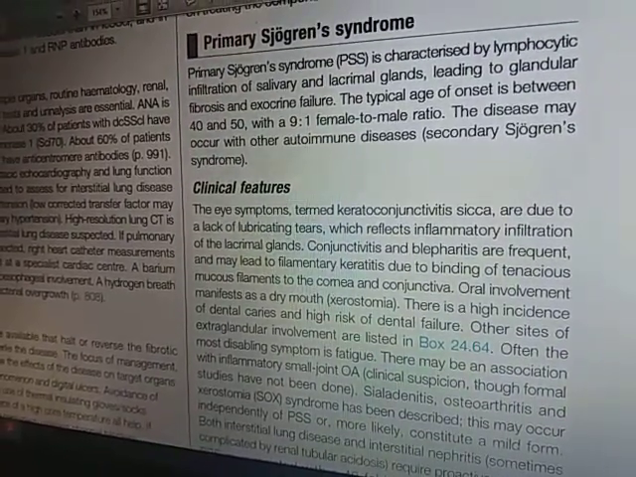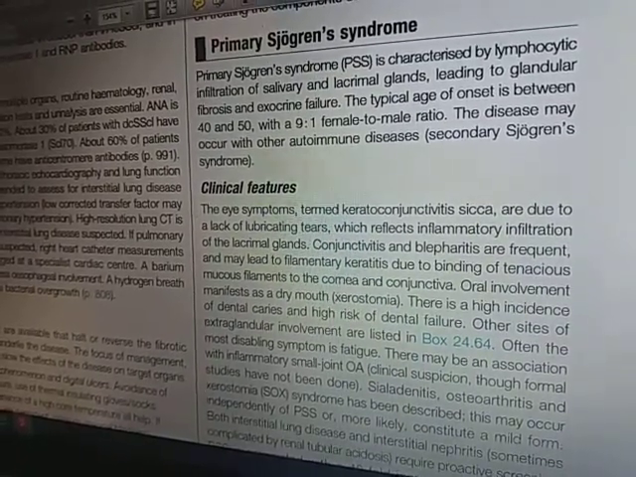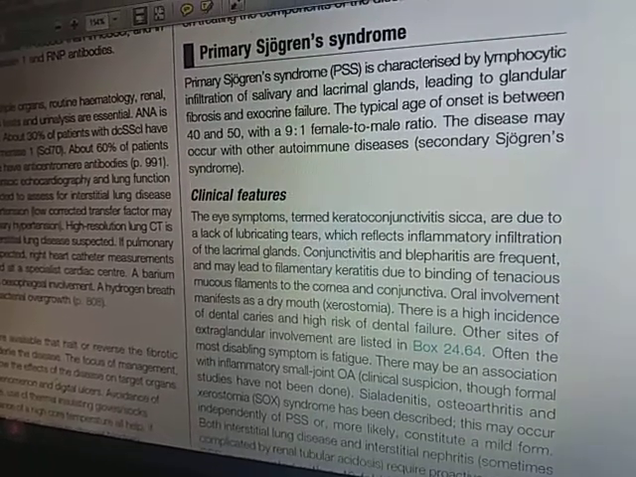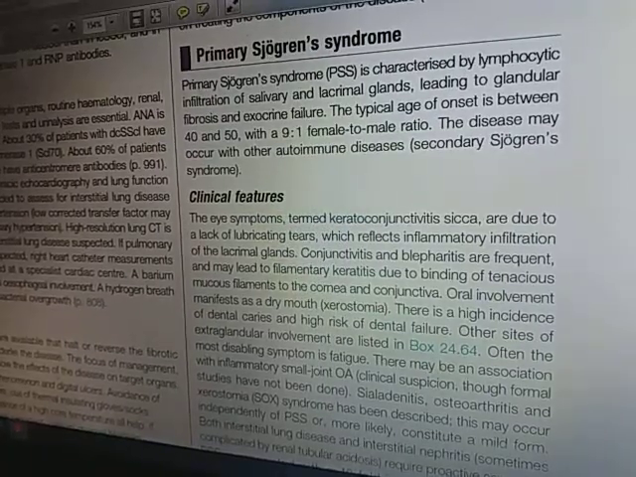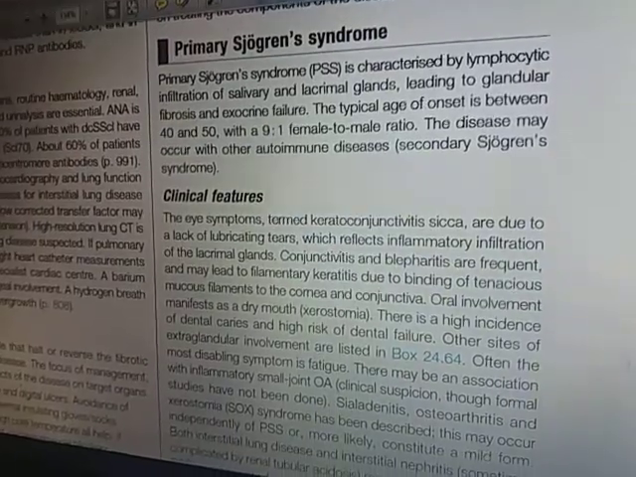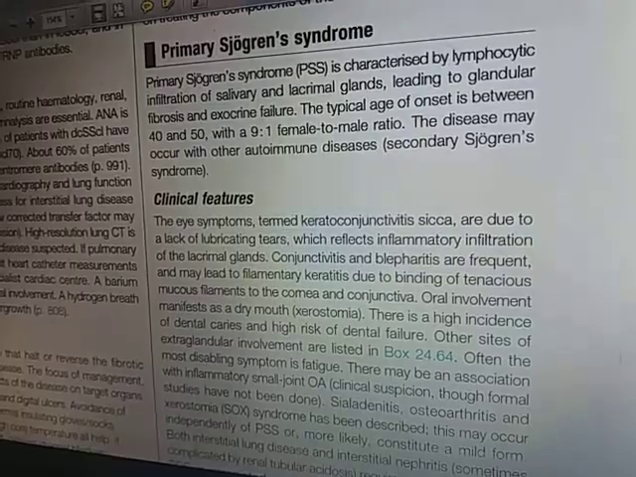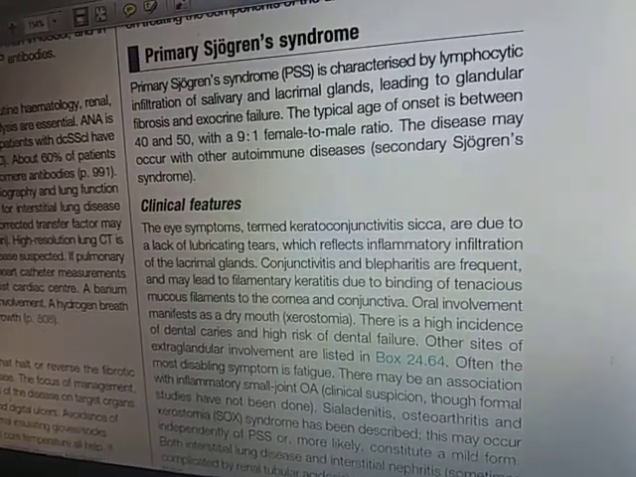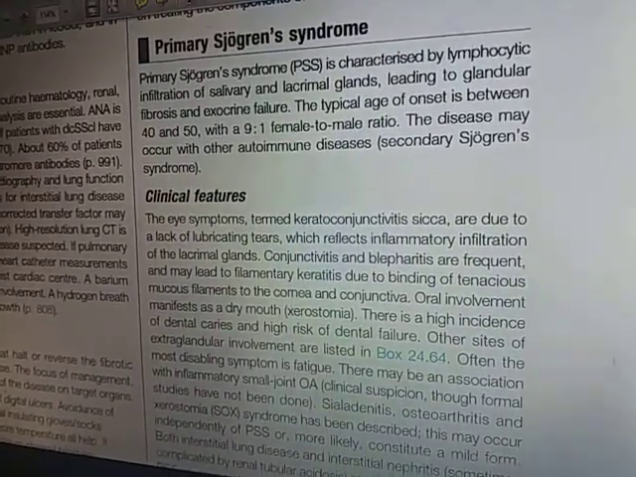GI tract features. Dryness of the mouth may lead to difficulty of swallowing. A chronic lymphocytic infiltration of salivary glands, lacrimal glands, and other exocrine glands in the respiratory tract, GI tract, skin, and vagina.